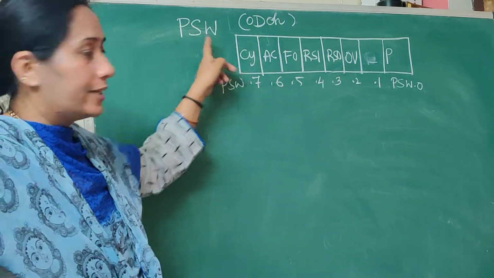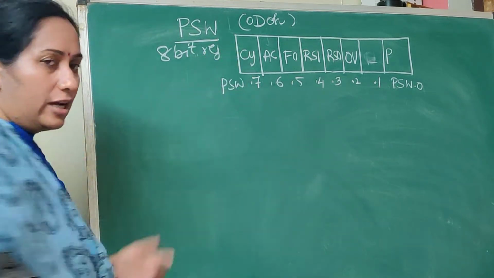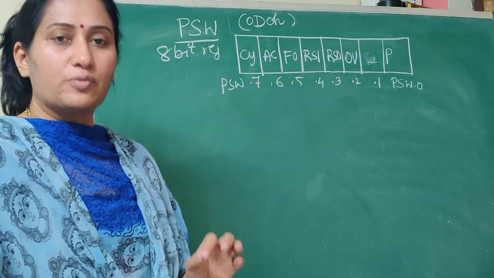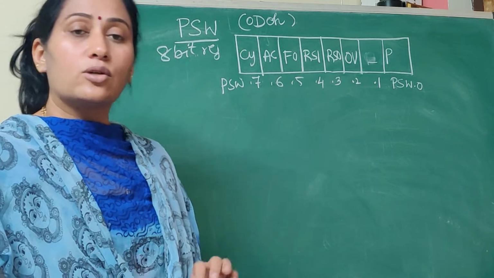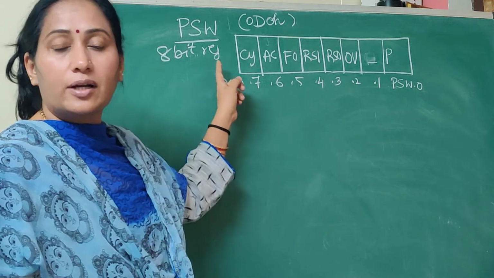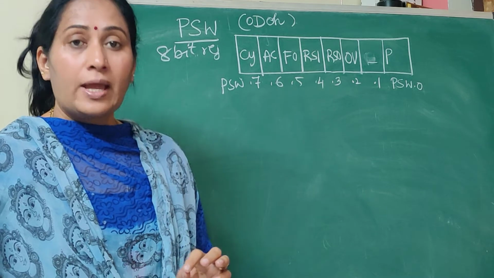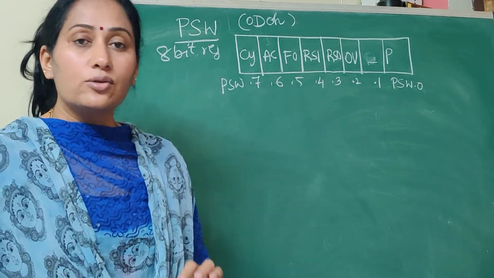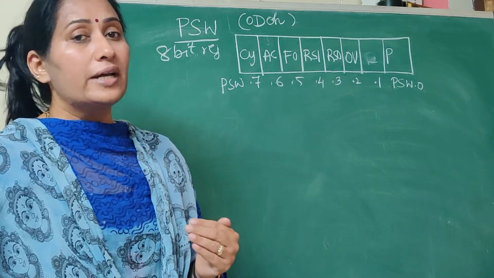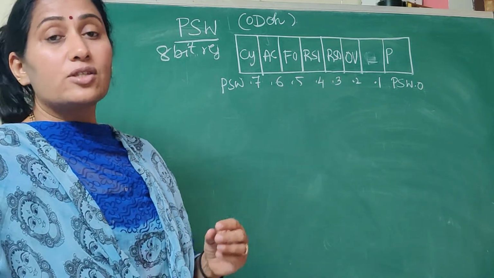Program status word. What is it? It's an 8-bit register. It is also called the flag register. Why? Because each bit present in this program status word register is referred to as a flag, and these flags are going to say the status of the program after its execution. After executing a program or an instruction, what will be the status of these flags?